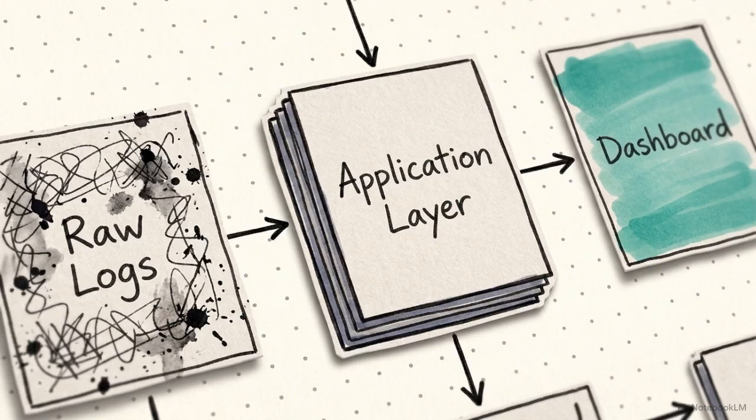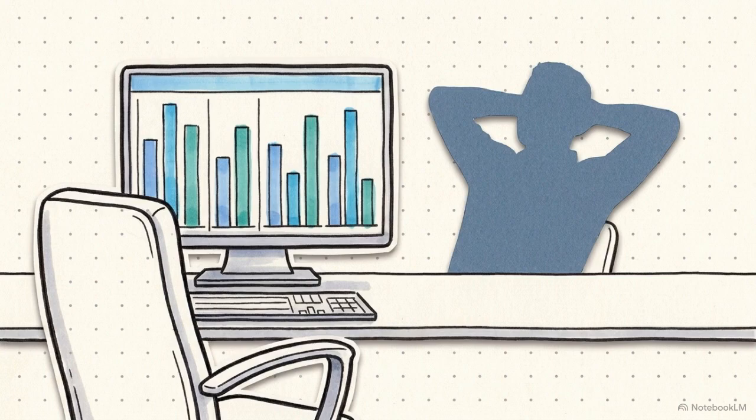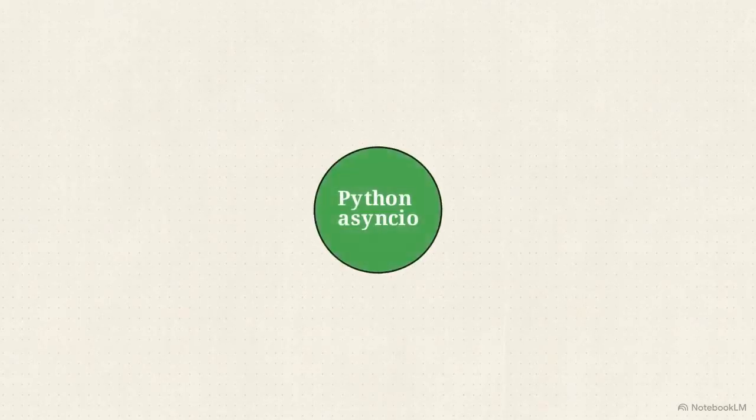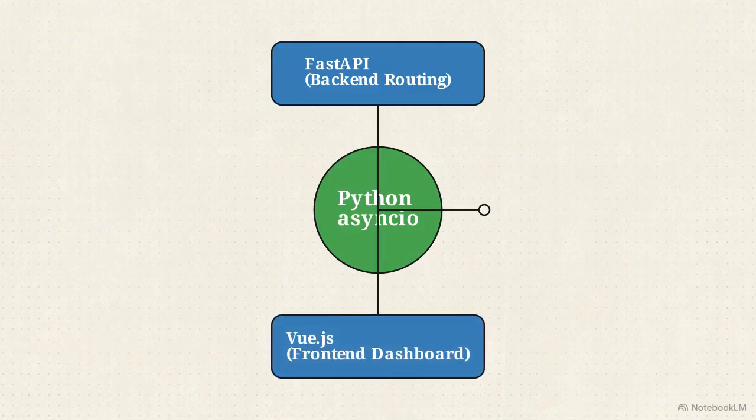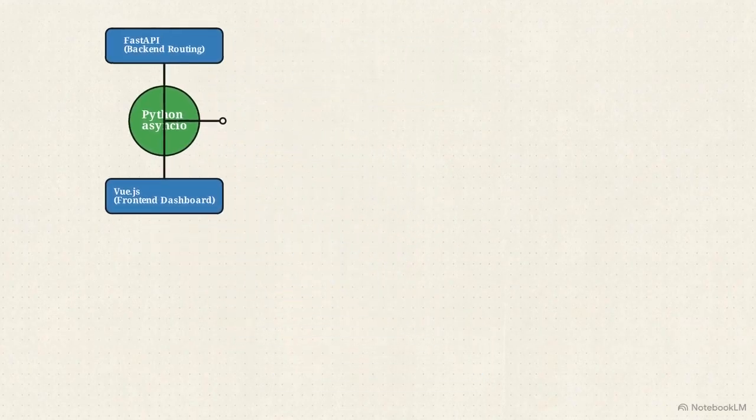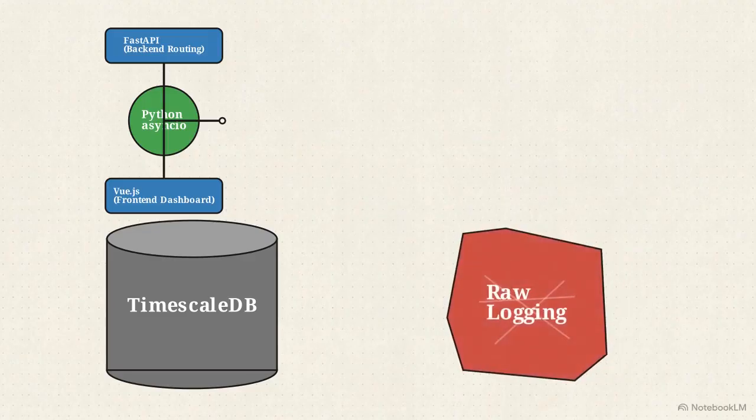By integrating these mathematical timeframe corrections directly into the application layer, the platform guarantees objective truth straight out of the box, sparing the engineer from writing complex database queries. To achieve this with the lowest possible overhead, we assembled a minimalist stack. We used native Python asyncio for single-threaded concurrency, the FastAPI framework for backend routing, and Vue.js for a lightweight presentation layer. For the database, we selected TimescaleDB.